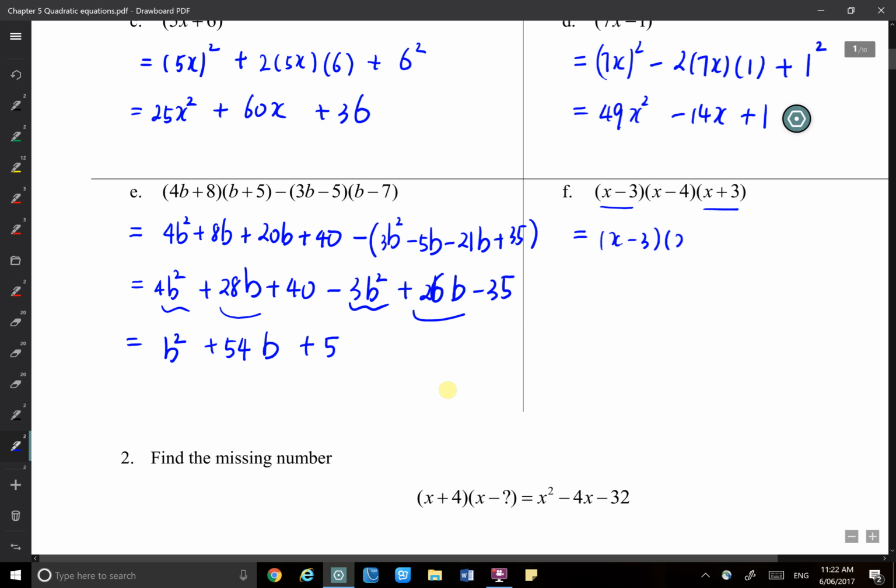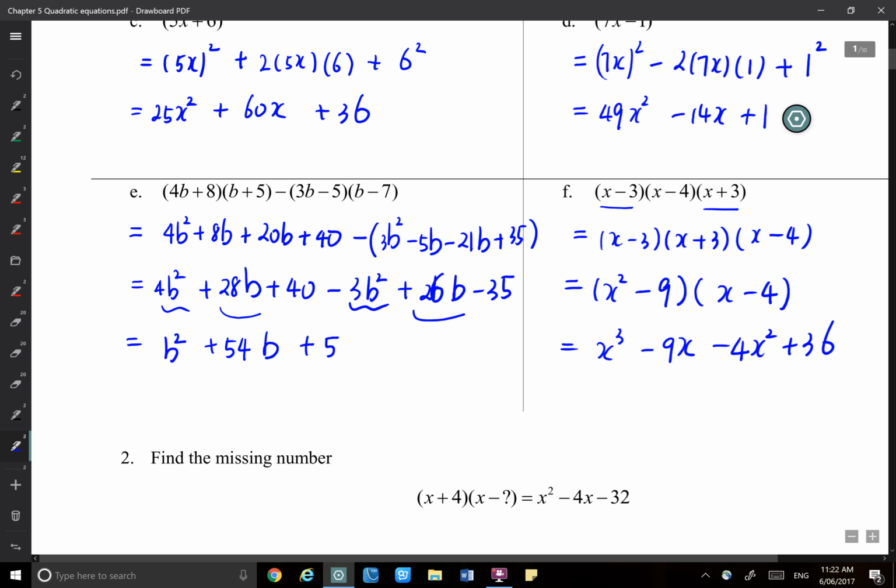Okay, 3x minus 3 and x plus 3. And then I go x minus 4. So it's a minus b times a plus b. I can have x squared minus 3 squared. So it's x squared minus 9. It can be easier. And x minus 4. So I will have x cubed minus 9x minus 4x squared plus 36.